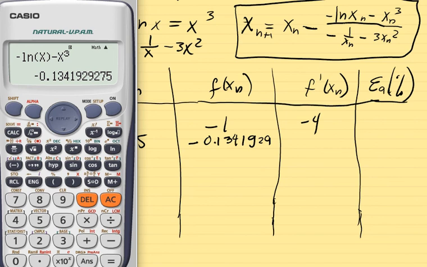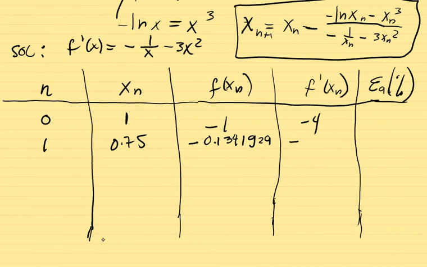Then for f prime of xn, just replay this one, then calc and 0.75, and that will be our value for f prime of xn. So negative 3.0208333.